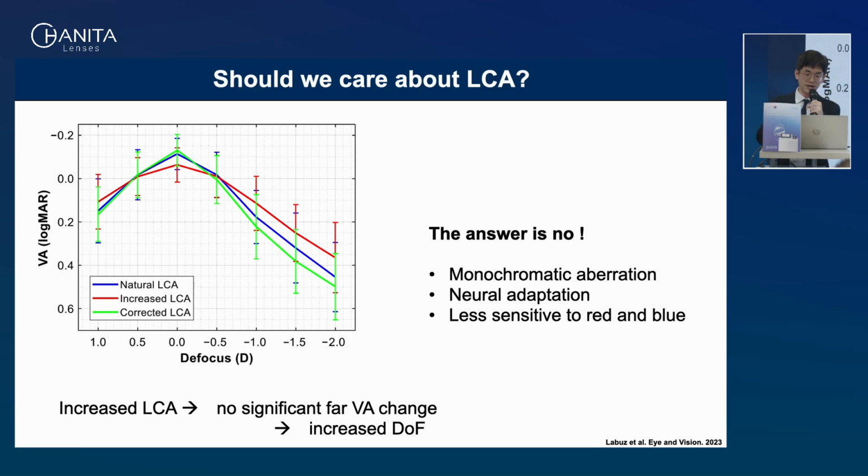I would like to say the answer is no, because monochromatic aberration is always more dominant compared to the chromatic aberration, and also our brain, our neural system, is already adapted to our own chromatic aberration. And another reason is our retina is less sensitive to the red and blue light, so chromatic aberration does not really affect much in the real world.